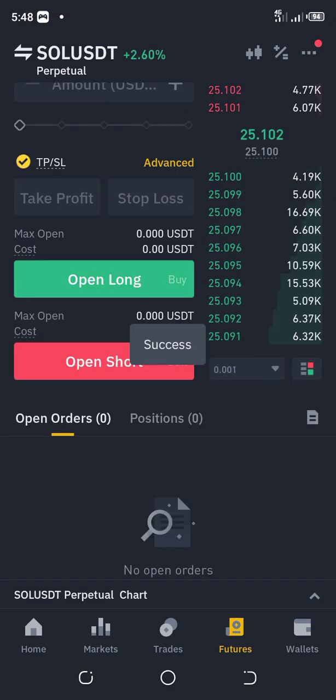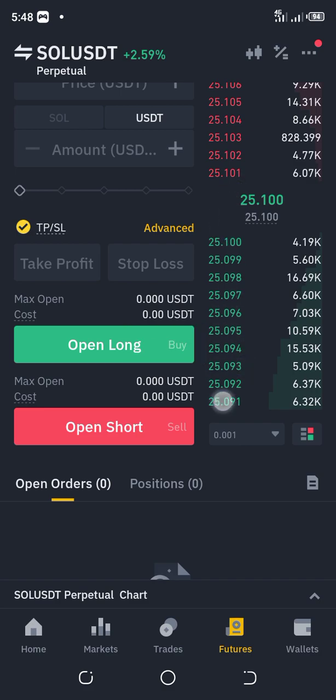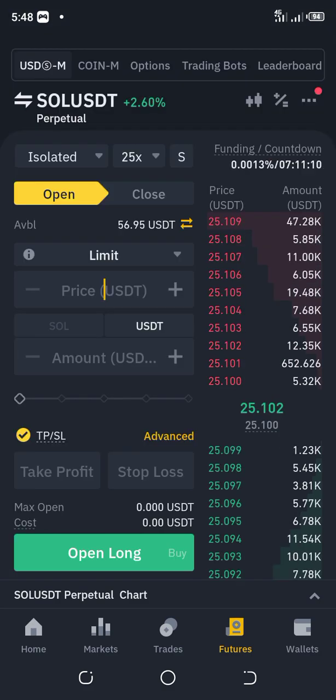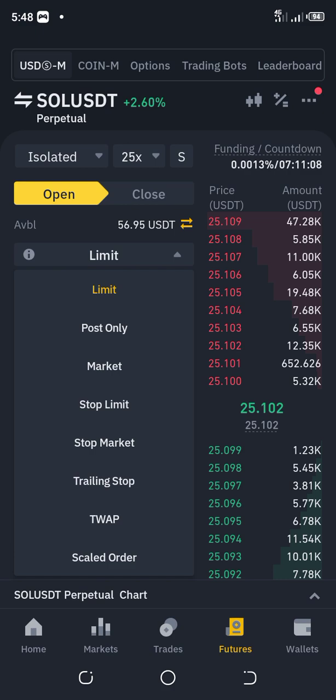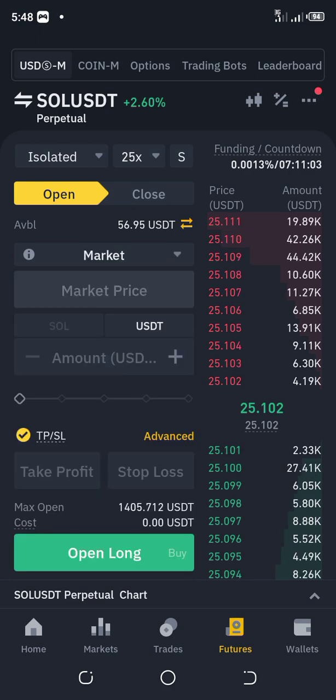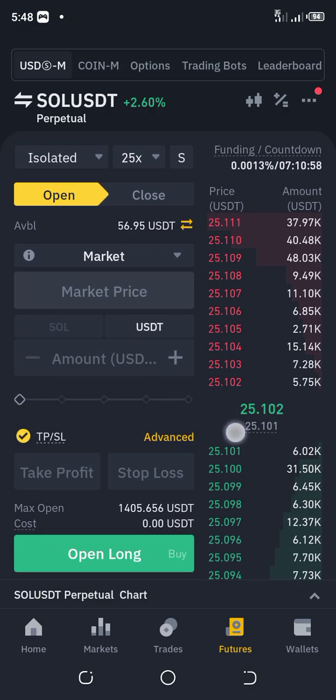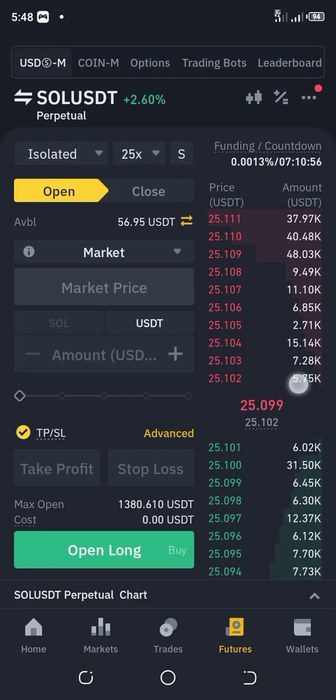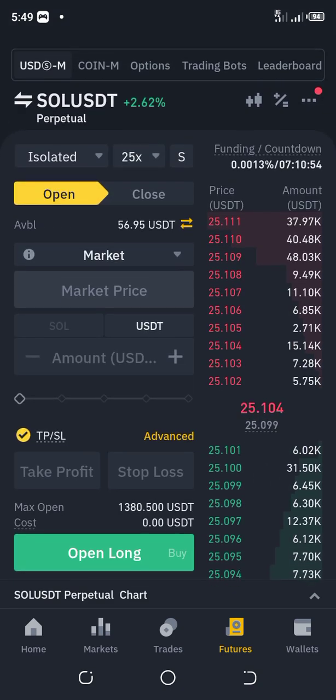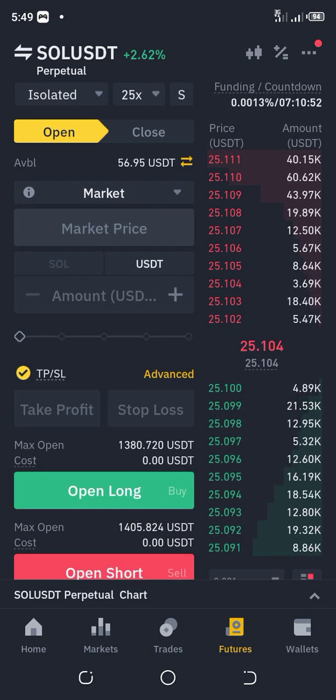Now the trade has been cancelled, and let's go back again and change this limit in which we have here. I'll click on the limit and change it to market. Now this market simply means I want to buy immediately at this current price. So if I set it to market, I don't have a specific price in which I want to buy. I just want to buy immediately at whatever price the asset is selling.